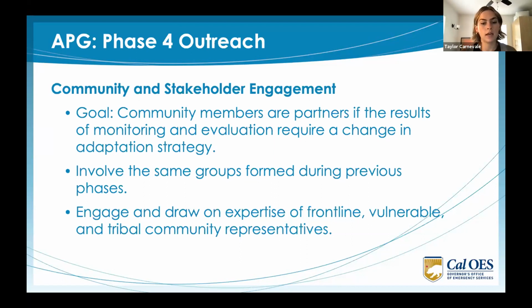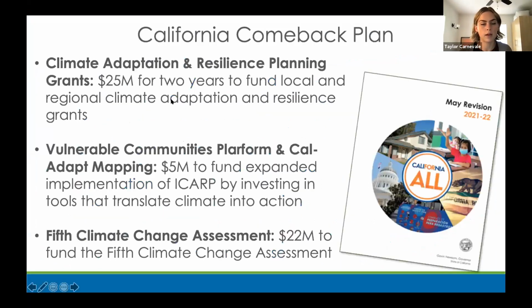And now I will pass the mic to Nikki Caravelli, an assistant planner with the Office of Planning and Research. She will touch briefly on the California Comeback Plan and then delve into the resources OPR has for this step in the climate adaptation phase.